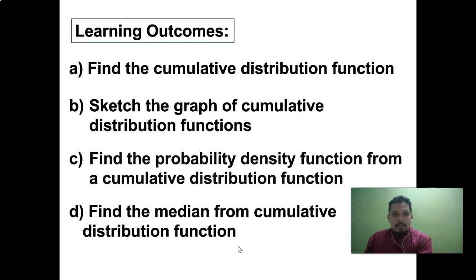So in this subtopic, in this lecture, we will look into what we call the cumulative distribution function. The term cumulative means that we are adding the result from one to another. Then sketch the graph of the cumulative distribution function, find the probability from a cumulative distribution function, and find the median from the cumulative distribution function.